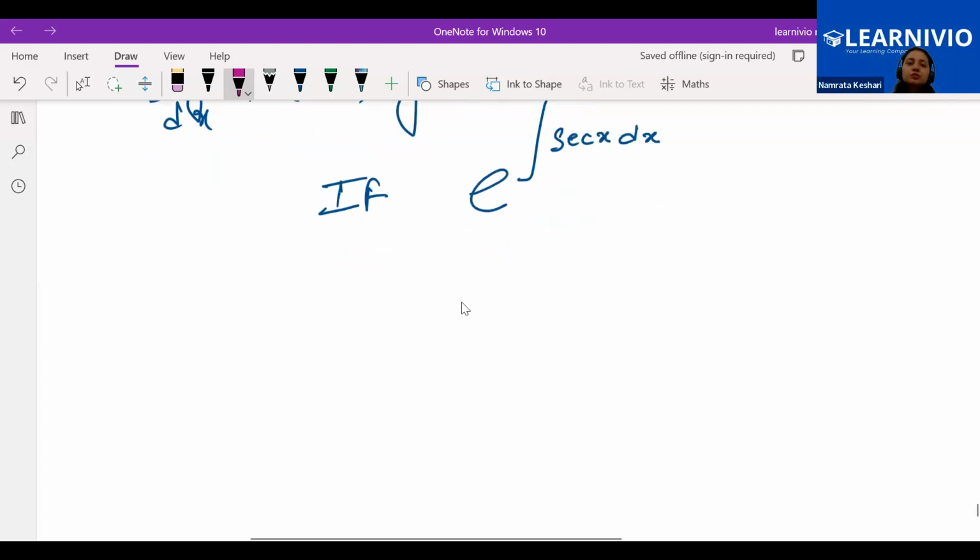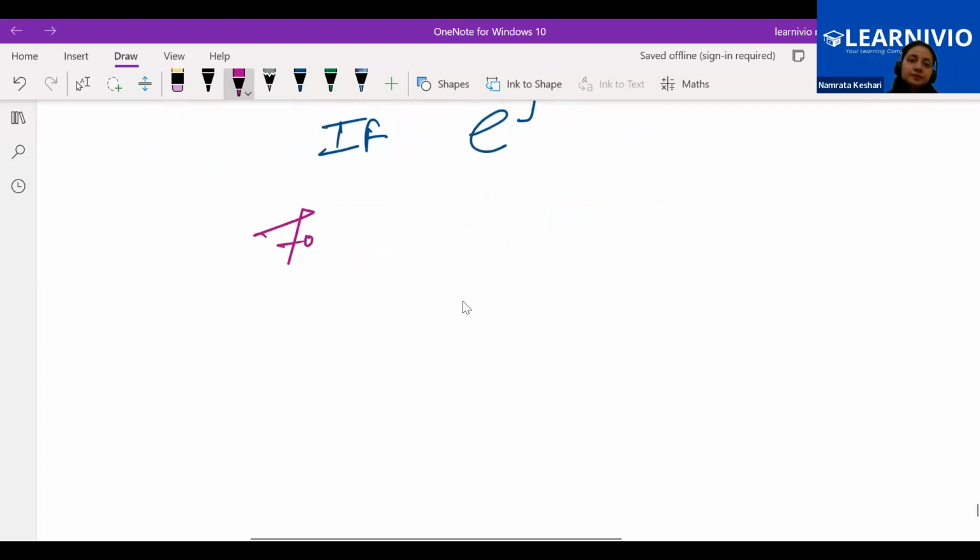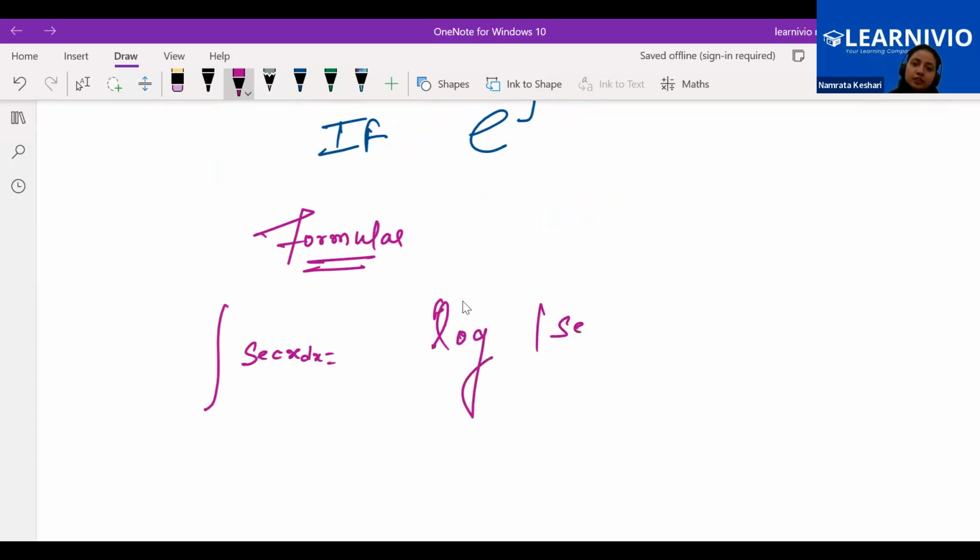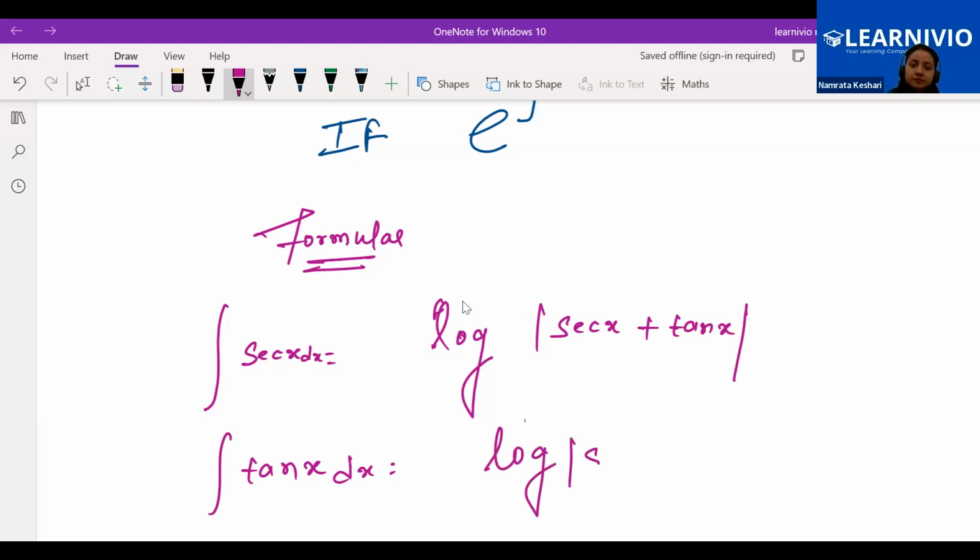Integration of sec x, note the formulas now. Log of sec x plus tan x. Integration of tan x is what, Murtaza? Log of sec x, right? Yes. Or we can write log of 1 by cos x.